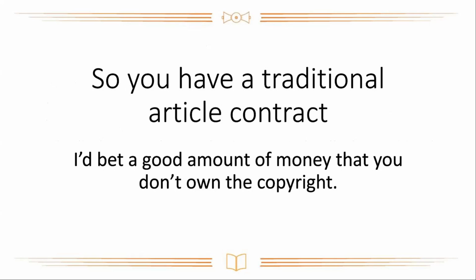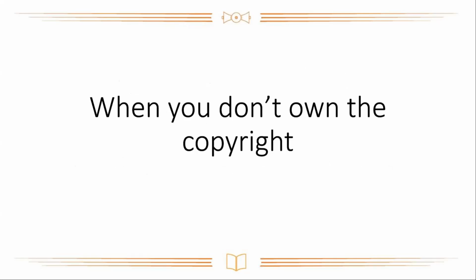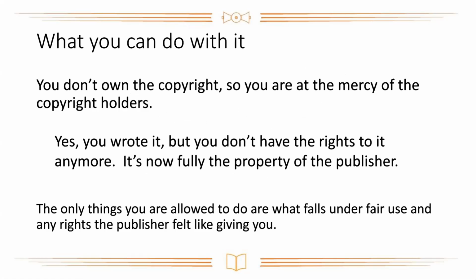All right, so you have a traditional article contract. You've published with a traditional publisher, not open access. You didn't do anything to the contract. And I'm gonna bet a good amount of money, or a lot of money actually, that you don't own the copyright to your article. So let's talk about what you can do when you don't own the copyright. You wrote it, but you don't have the rights. All of the things you think you can do, you probably can't do anymore. Things you're allowed to do are what falls under fair use and the things the publisher decided to give you.